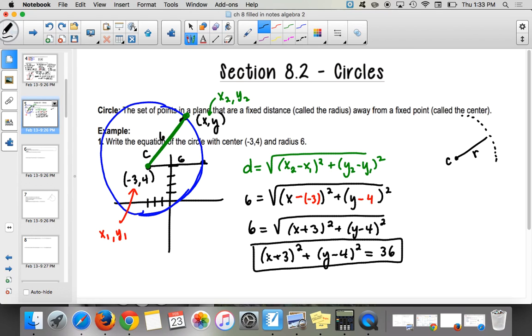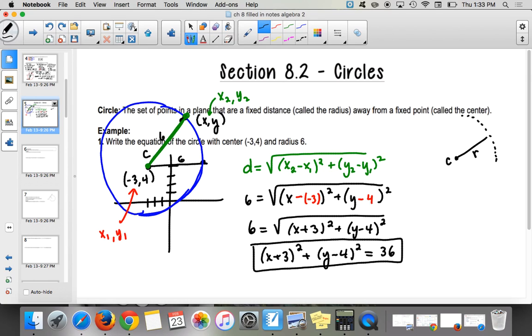So I want you to think about how these numbers are related to the things we have in the picture. So what was the 36? It was our radius squared, right? Yeah. What about 3 and -4? It's kind of the center, right?